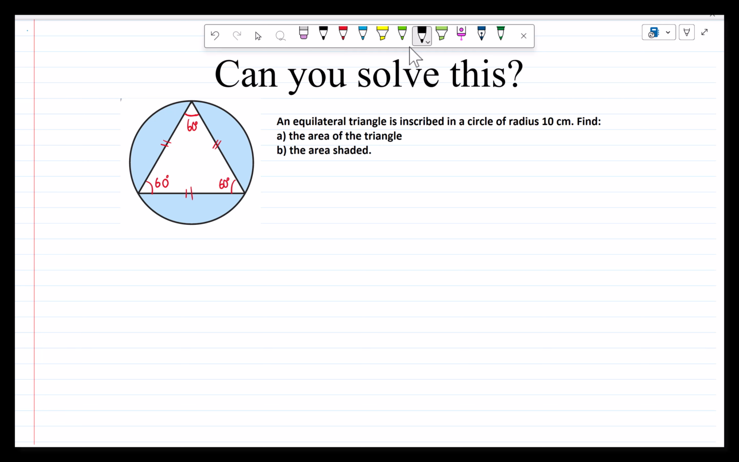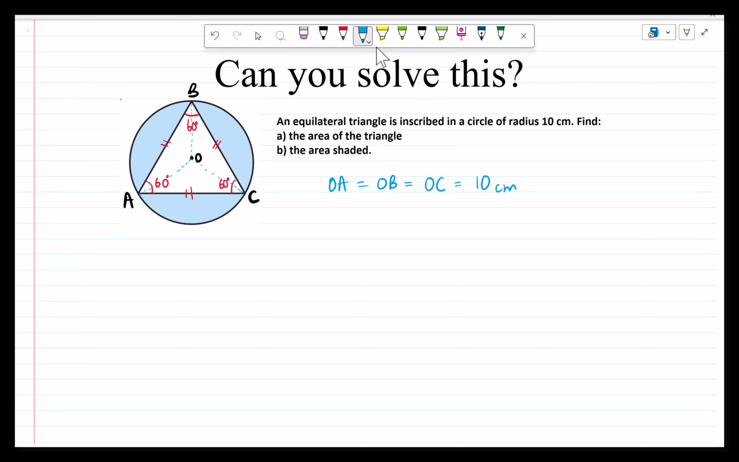Having this, we can further illustrate something here. If we have this center as O, and I'll name this B, this is A, and this is C, we can get OA, OB, and OC. We know that OA is equal to OB, which is also equal to OC, and this is equal to 10 centimeters because they are the radius.